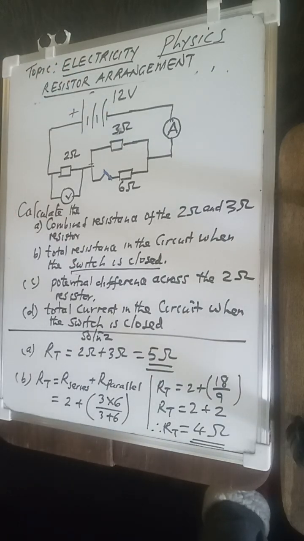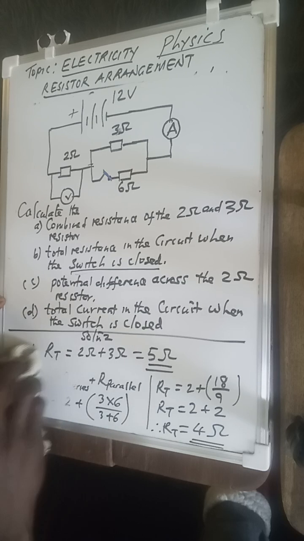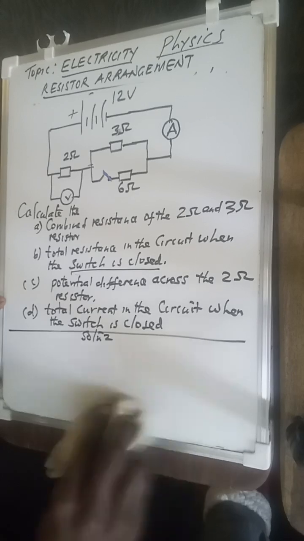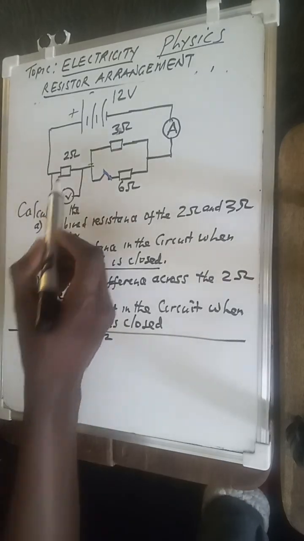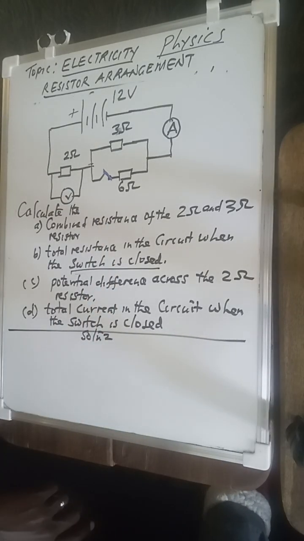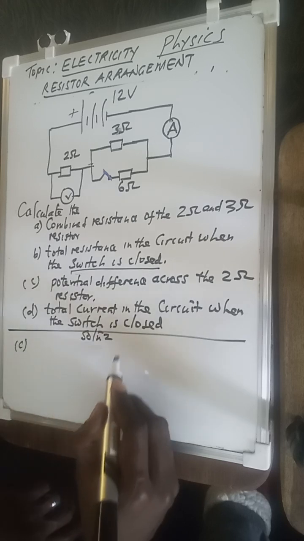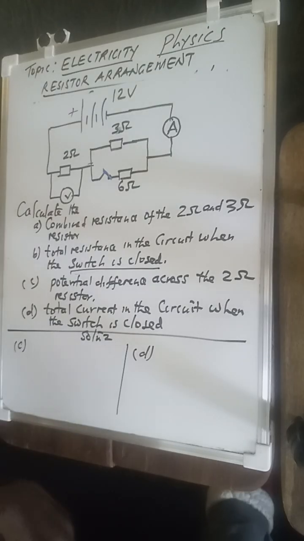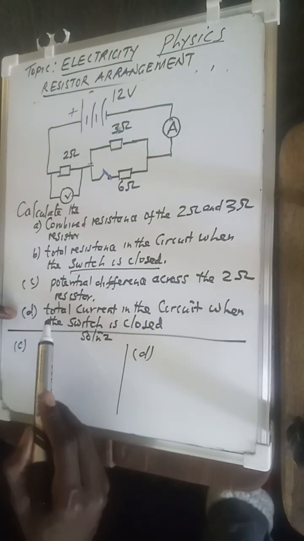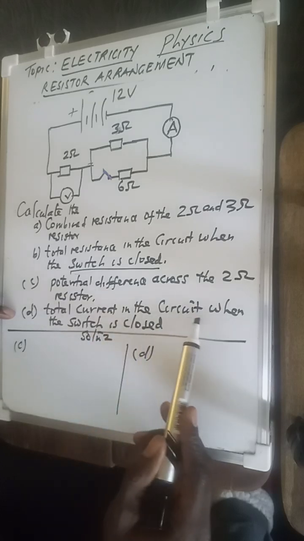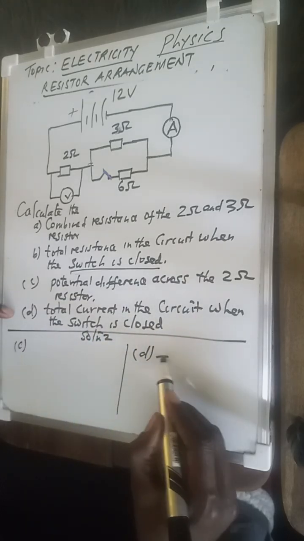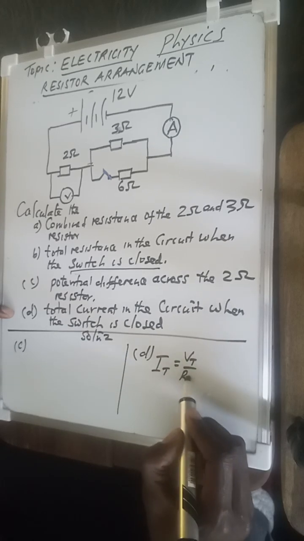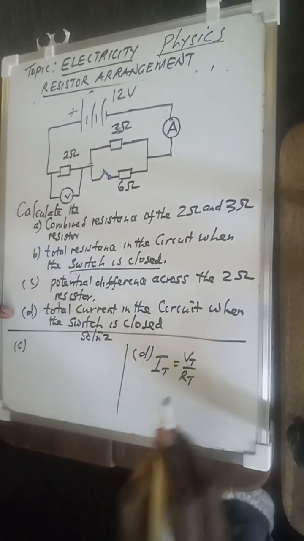All right. Let's move on to C. It says we calculate the potential difference across the 2 ohms resistor. Now I want to tell you something. For you to calculate the potential difference across the 2 ohms resistor, it simply means that you need first of all to know the total current passing through the whole circuit. That is why the D part, if you look at it, it says calculate the total current in the circuit when the switch is closed. So I'll start by calculating first of all the total current, which will be voltage total divided by resistor total before I can deal with that.